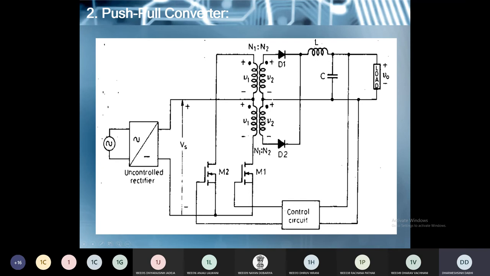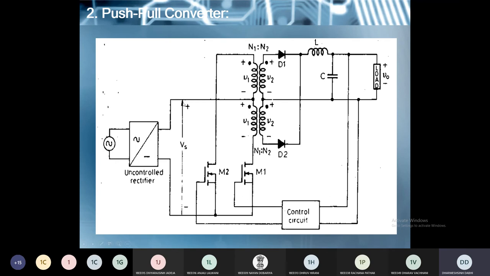Now what is the difference here in the case of the push-pull converter as compared to the previous flyback converter? Here you see that for each switch, when it is in off condition, the voltage across the switch is 2 times the supply voltage. Here the supply voltage is Vs. So when switch M1 is on in the first mode, M2 is off, and at this time the voltage across the switch M2 is 2 times the supply voltage.